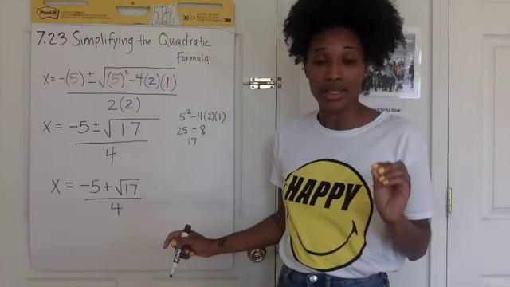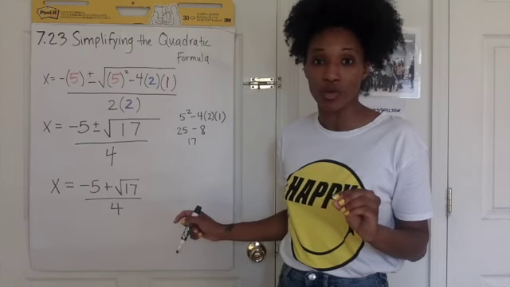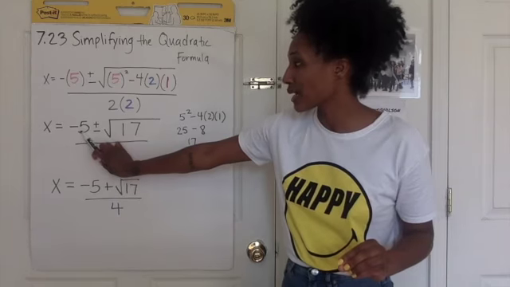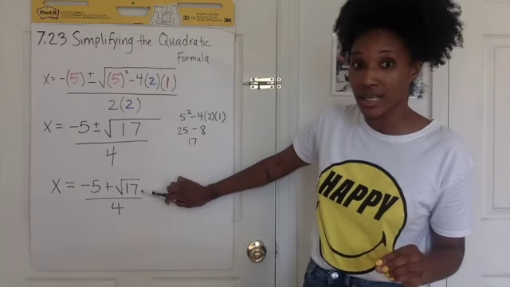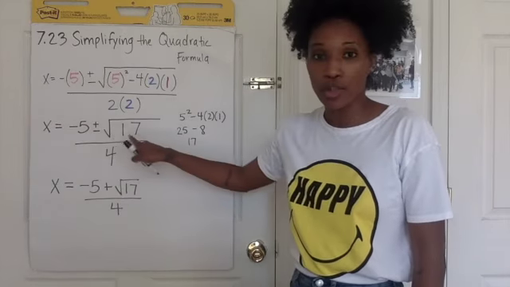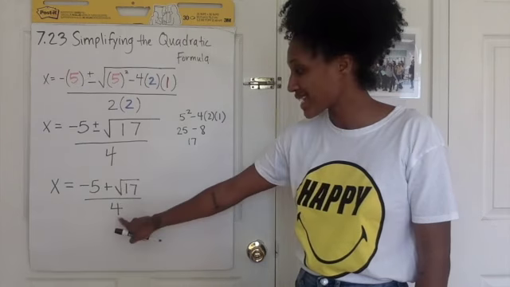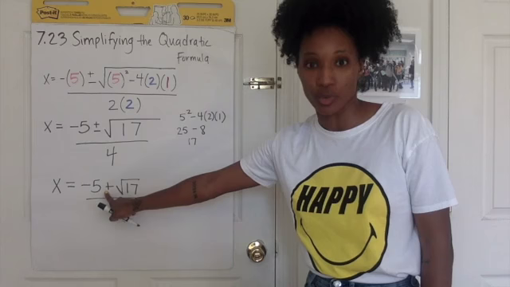All of the numbers are staying the same, but I'm going to be adding the -5 and the square root of 17. So -5 stayed the same, the square root of 17 stayed the same, and the 4 in my denominator stayed the same. All of the numbers in my simplified form stay the same. I just need to have my plus sign for this root.